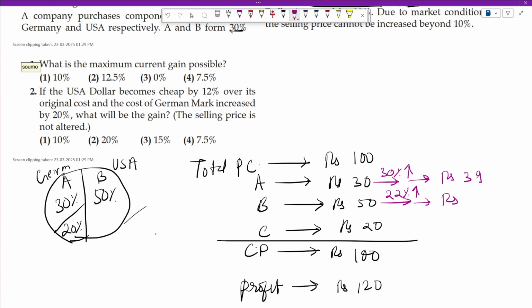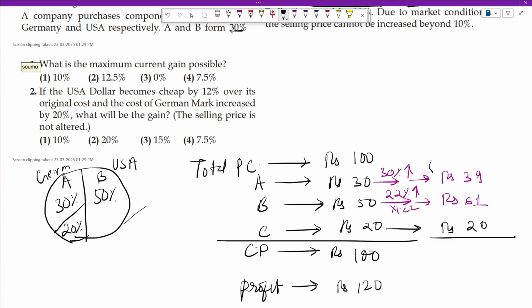Or you can also do it like this. You can say if it goes by 22%, you can just multiply this thing by 1.22. So 5 to the 10, 1, 11, 6. So this becomes 61. I hope these small things you can do on your own. The final part remains as it is, 20.